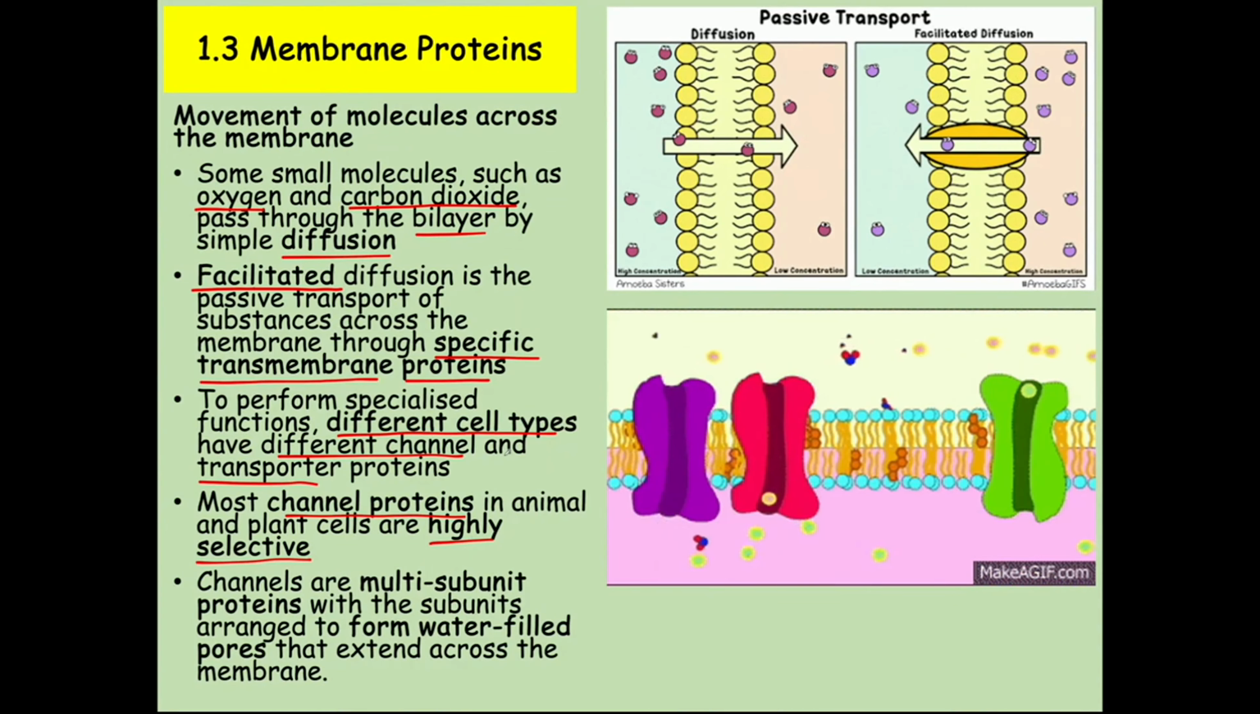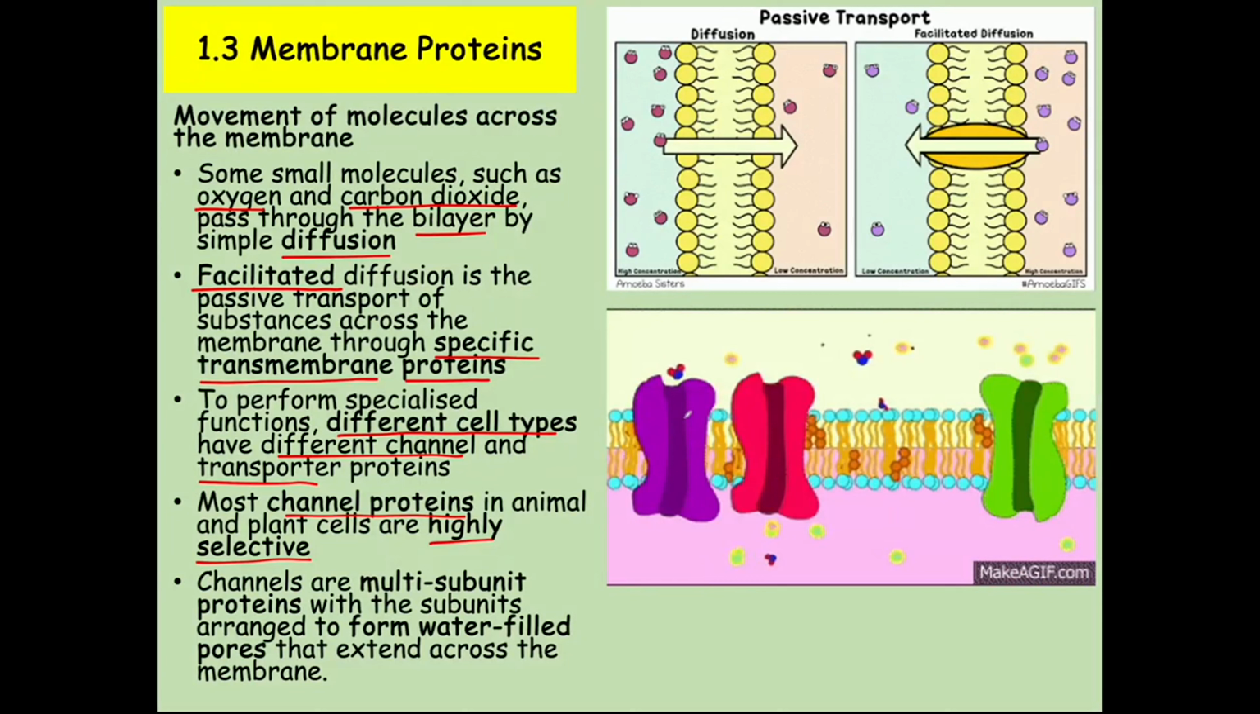Okay, so we can see in this GIF here various channel proteins, and you can see they're each color coded to indicate that they are letting different molecules or ions pass through their channel. So I'm guessing that maybe this red and blue molecule here can only pass through that channel. This yellow one there can only pass through that red channel, and this green molecule here can only pass through that green channel.